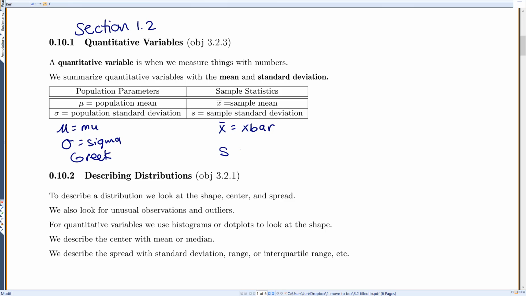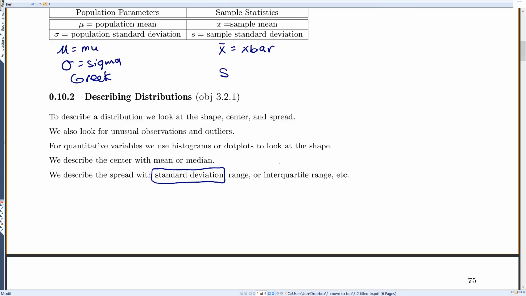So remember, we want to be able to describe distributions. To describe a distribution, we look at the shape, center, and spread. We also want to look for any unusual observations or outliers. For quantitative variables, we use histograms or dot plots to look at the shape. We describe the center with the mean or median, and we can describe the spread with standard deviation, range, interquartile range, etc. There's a lot of things we can describe it with. We're mostly just going to use the standard deviation every time, just like we usually describe the center with mean.